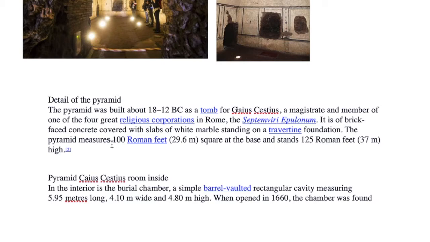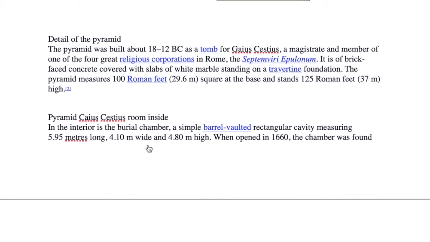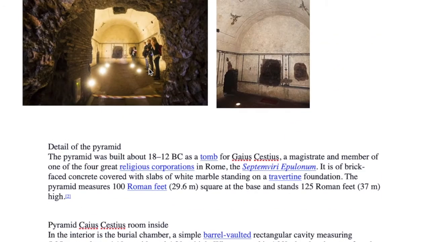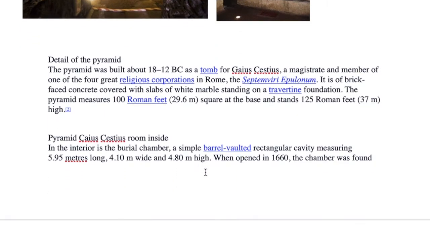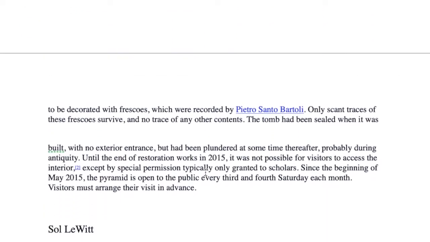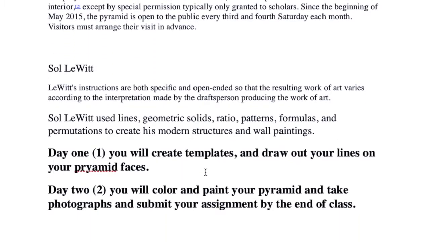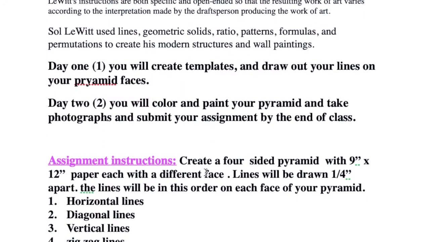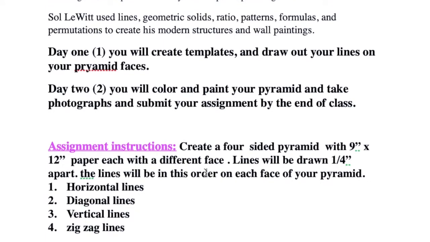So I picked the dimension of 4 inches at its base and 5 inches in height to its apex, to essentially stay within the ratio of the Pyramid of Cestius. And you can see the room here, this barrel vaulted room. Anyway, we're not going to go into this anymore because we need to get to the directions. So you can read that on your own.